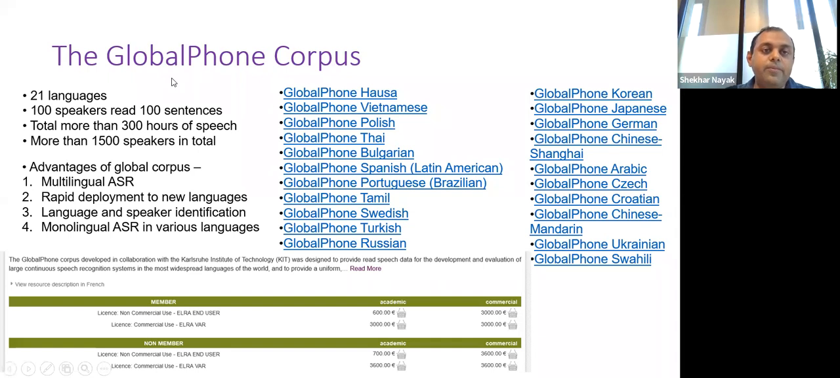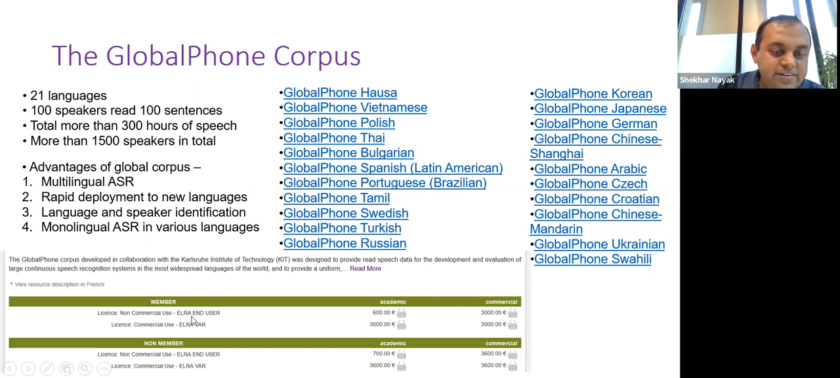So earlier, the most common data sets used in multilingual speech recognition were GlobalPhone and the Babel corpus. I am just discussing the GlobalPhone corpus, which is 21 languages. So these are the languages. There are Indian languages such as Tamil, and then there are African languages, Swahili, Arabic, Chinese, and languages from European families. So different language families, 21 languages, and 100 speakers have read 100 sentences each, a total of 300 hours of speech with 1500 speakers in total. This has been used extensively earlier for multilingual speech recognition and language and speaker identification.